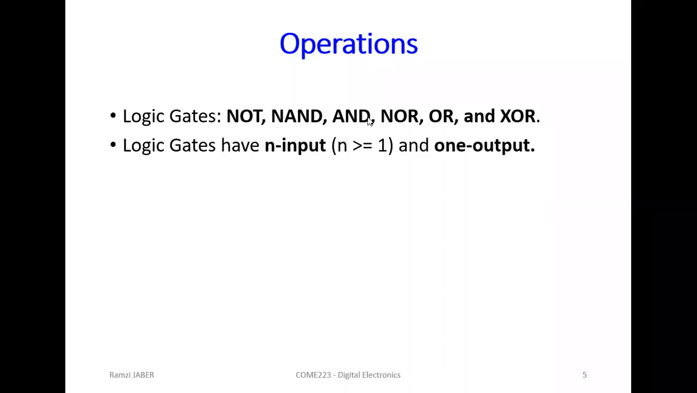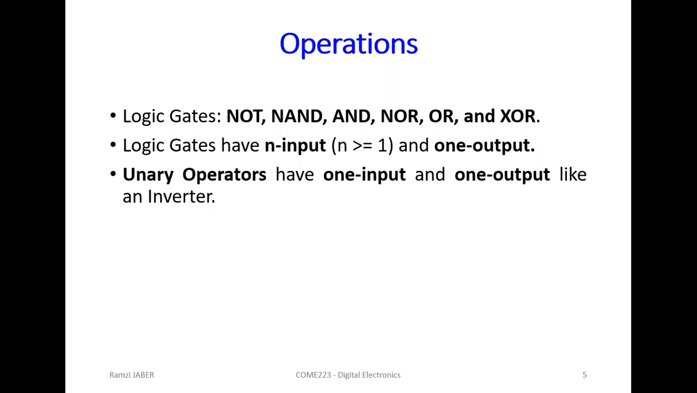Now logic gates have n inputs and one output. Okay? We call them logic gates when they have n inputs, preferably n bigger than or equal to 1. There is no n equal to 0, of course.